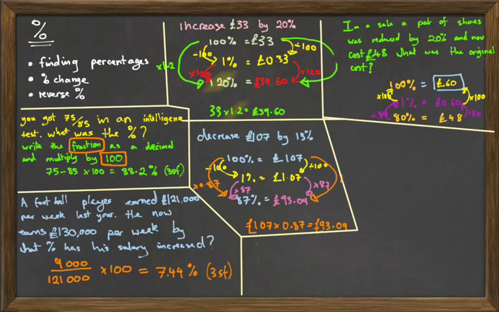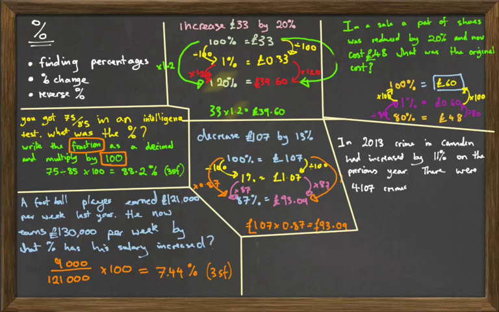The problem comes from setting up the maths. So we'll do one more question and see if you can do it before I do it. So in 2013, crime in Camden had increased by 11% on the previous year. There were 4,107 crimes in 2013. How many crimes in 2012? I'll read that again. In 2013, crime in Camden had increased by 11% on the previous year. There were 4,107 crimes in 2013. How many crimes in 2012?